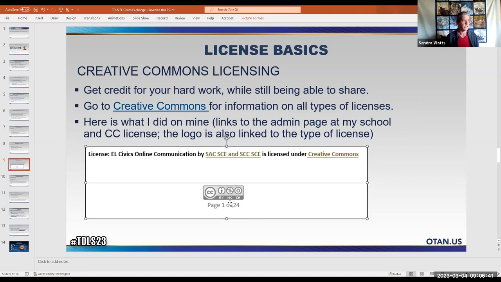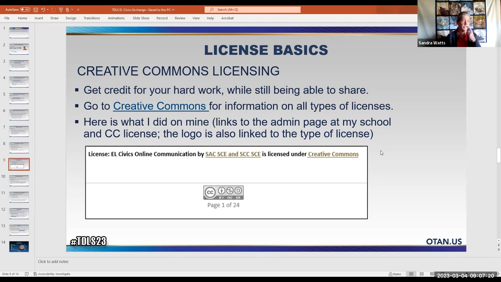This is actually a screenshot from what's at the bottom of my materials. And I just have links here. This links to my admin page at my school. I figured that was fair because they're the ones paying me to write the curriculum. And then the Creative Commons license. I also took the image of what kind of Creative Commons license I have, and this is also linked to the license. So this is a requirement.